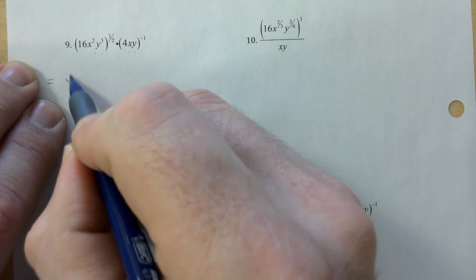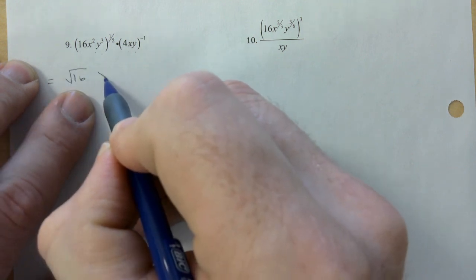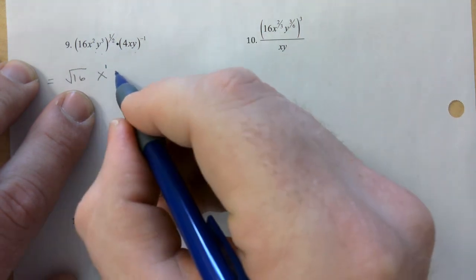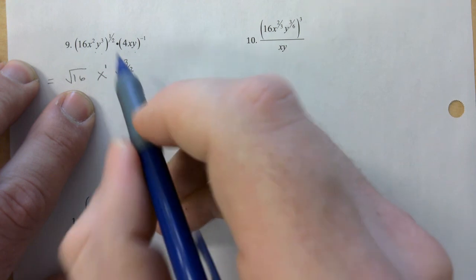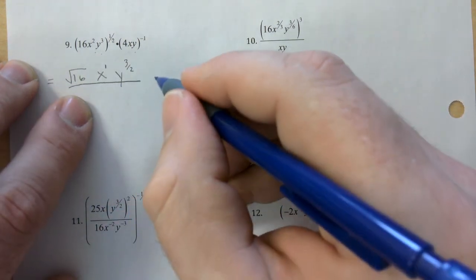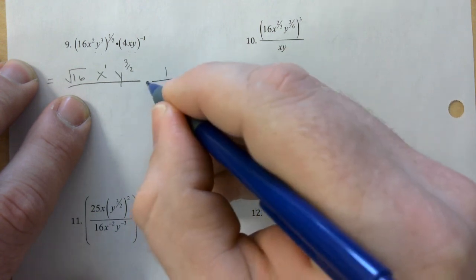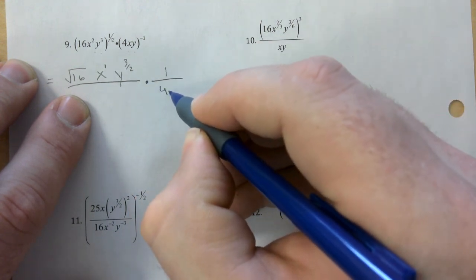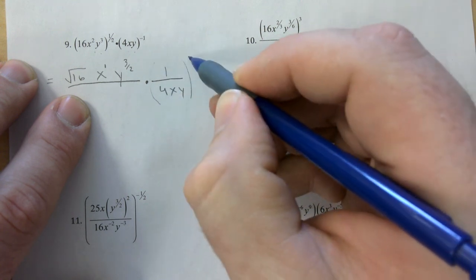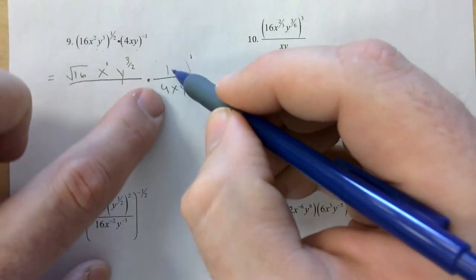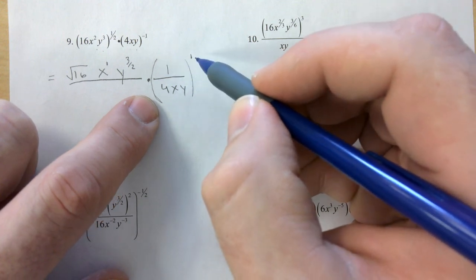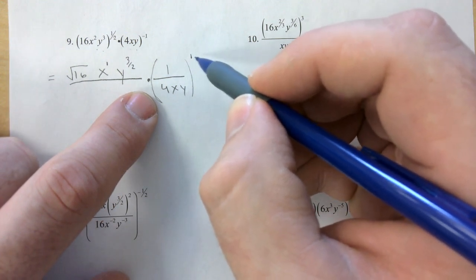So that would be square root of 16 x to the 1, right? Because 2 times 1/2 is just 1. Y to the 3 over 2, like that. And this, I'll just bring that down like this. 1 over 4xy. And the whole thing to the +1, right? Because you flip this like that, right? And then you get this, and then you have a +1, which you can get rid of.